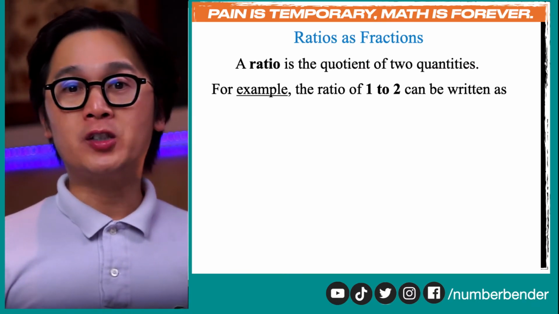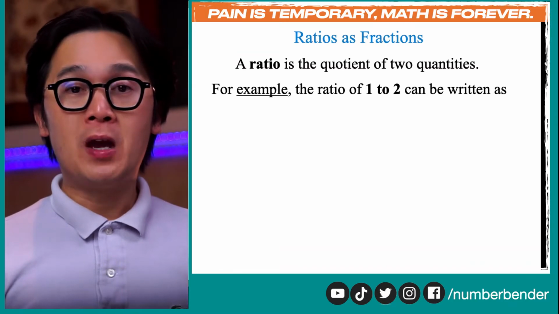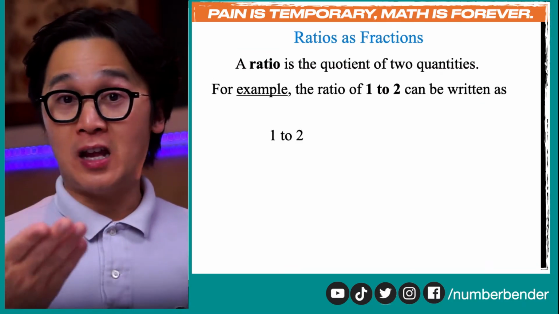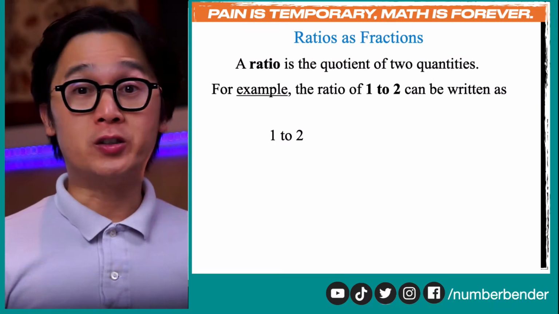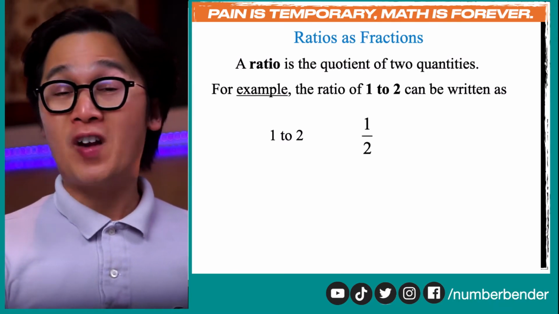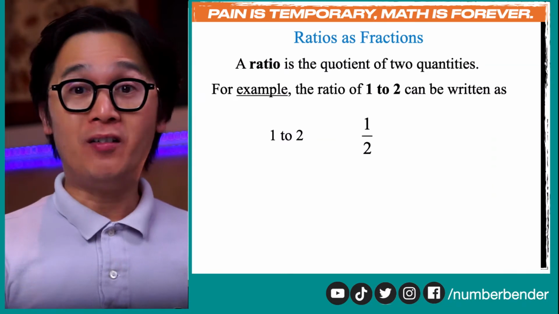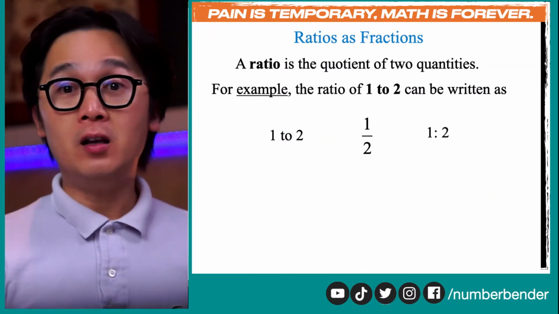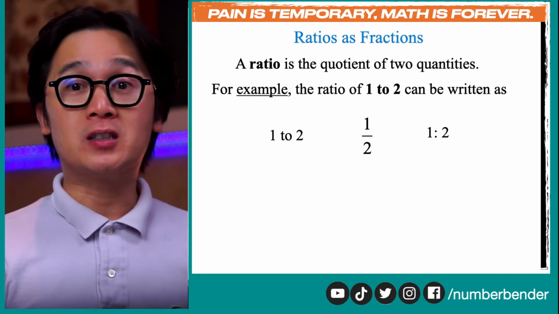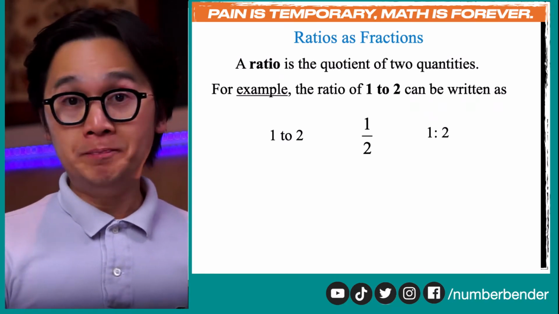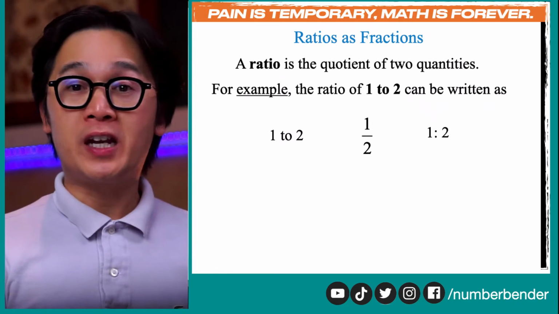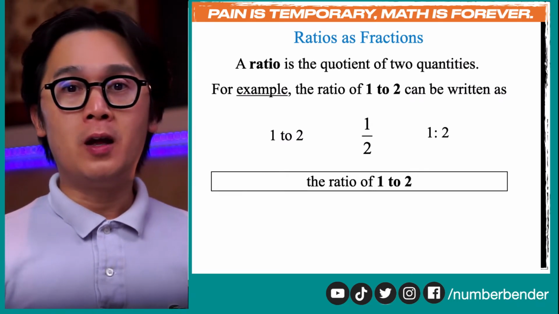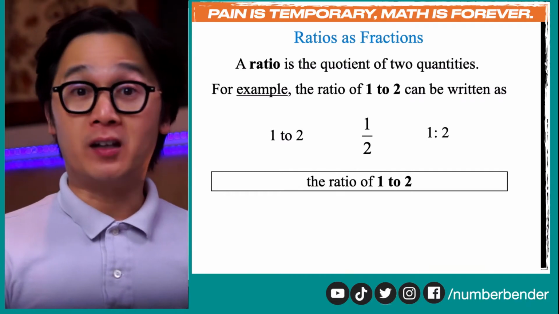So if we have a ratio of 1 to 2, we can write this particular ratio as a verbal phrase like 1 to 2. We can also write it in fraction form, similar to 1/2. Or we can also write this ratio using a colon, similar to the three examples that you are seeing. All of them are basically notation or how we write 1 to 2 when it comes to a mathematical expression.